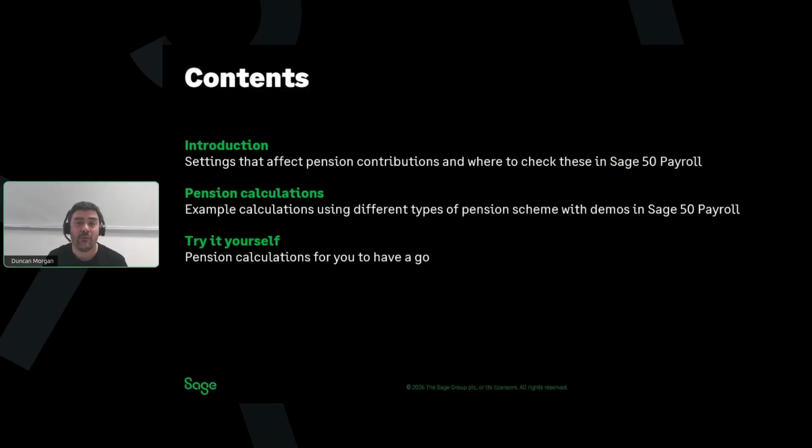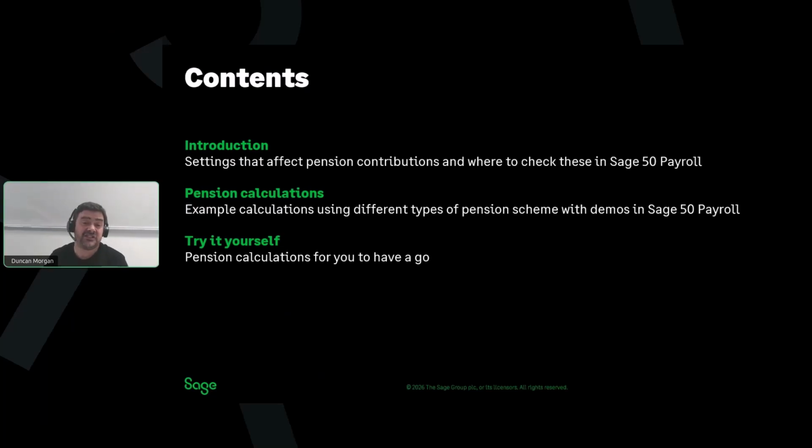Let's now take a look at what we'll cover in the webinar. So we're going to start with an introduction, explaining the settings that would affect pension contributions and calculations, and reminding you where to check these key settings in Sage 50 Payroll. I'm then going to take you through some worked examples of pension calculations using different types of pension scheme with different settings. So hopefully there'll be a demo and a calculation that closely matches your specific pension scheme.